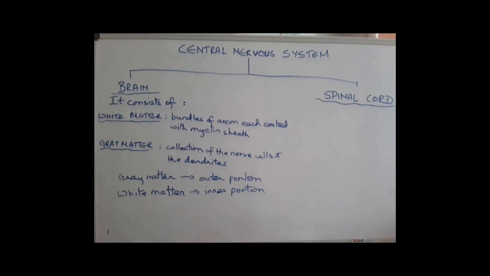You should always remember that a brain consists of two things: the white matter and the gray matter. If you see a brain, the outer portion is made up of gray matter, which is a collection of nerve cells, the cyton and the dendrites. The inner portion is made up of white matter, which is made up of bundles of axons, each coated with a myelin sheath.